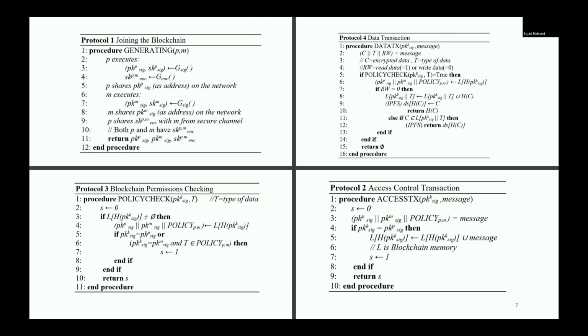From protocol 1 in the left-hand box, I can say it's related to joining the blockchain. That means they are running the cryptographic challenge to produce the keys for a signature and the symmetric encryption. So let's think about protocol 2, which is on the right-hand side at the bottom of the page.